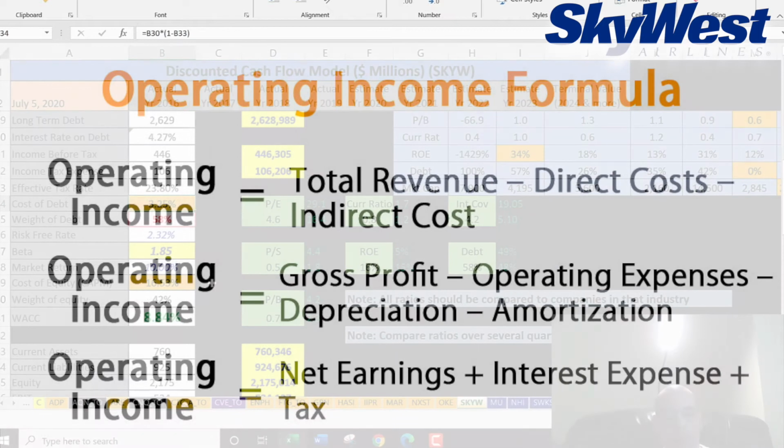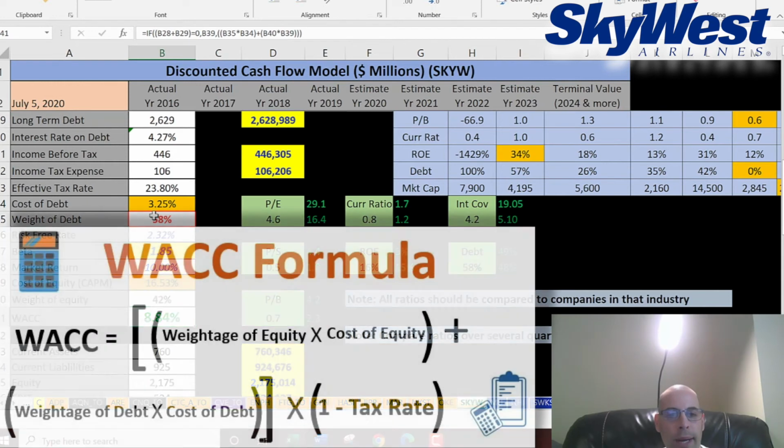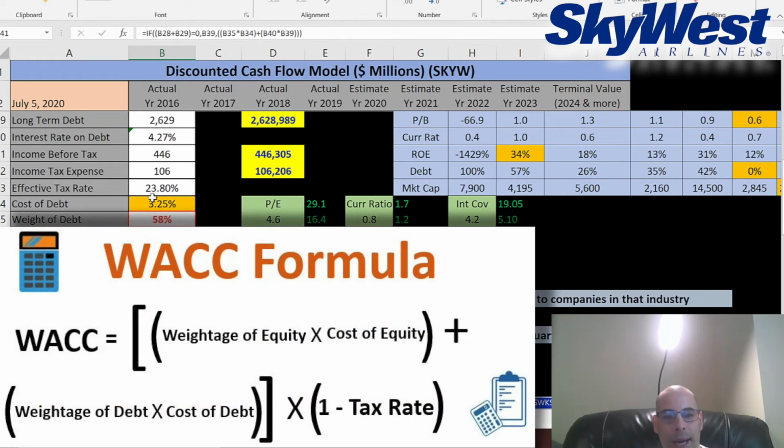So the cost of debt is 3.25%, and they have 58% debt in the capital structure. And the cost of equity is 16.5%, and we figure that out using the capital asset pricing model. And they have 42% equity in the capital structure. To get the weighted average cost of capital, it's a combination of the cost of debt and the cost of equity, which is 8.8%. And that's what we're going to use to discount the future cash flows.